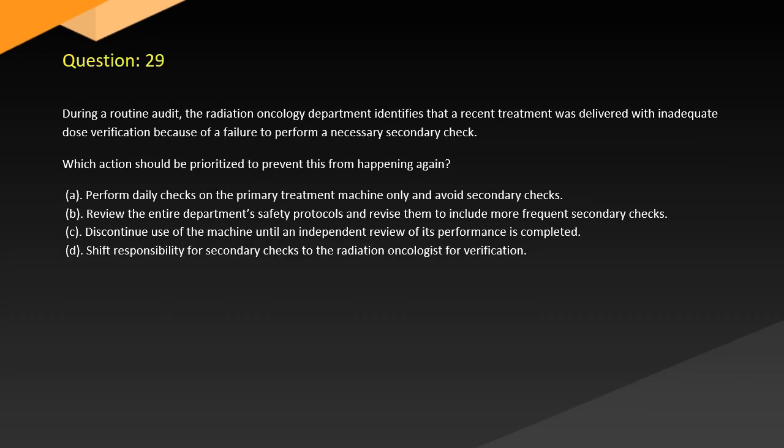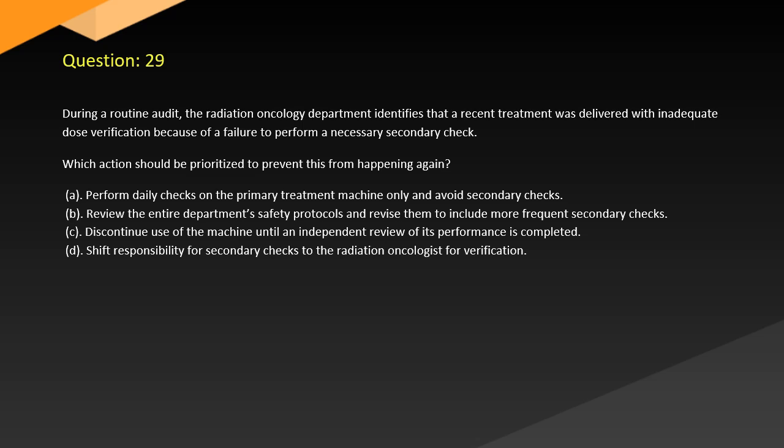Question 29. During a routine audit, the radiation oncology department identifies that a recent treatment was delivered with inadequate dose verification because of a failure to perform a necessary secondary check. Which action should be prioritized to prevent this from happening again? A. Perform daily checks on the primary treatment machine only and avoid secondary checks. B. Review the entire department's safety protocols and revise them to include more frequent secondary checks.